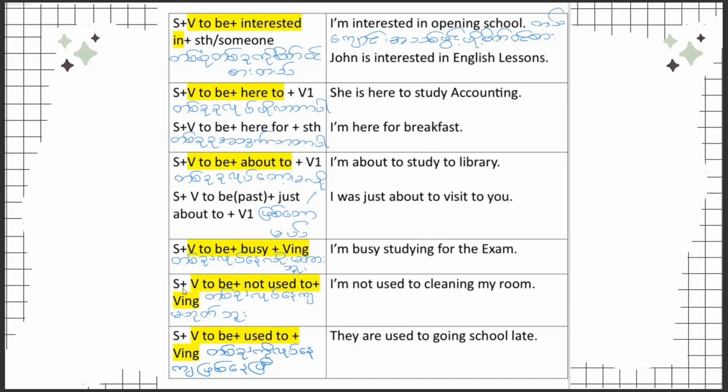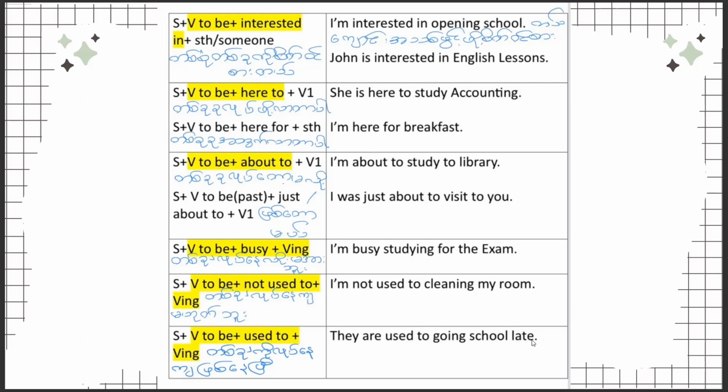And then here is subject plus verb to be plus not used to plus verb ing. It means not being accustomed to doing something. And then here is subject plus verb to be plus used to plus verb ing. It means being accustomed to doing something. They are opposite and not the same, because here not is included. So for example, I'm not used to cleaning my room. I'm not used to cleaning my room. And then, they are used to going to school late.